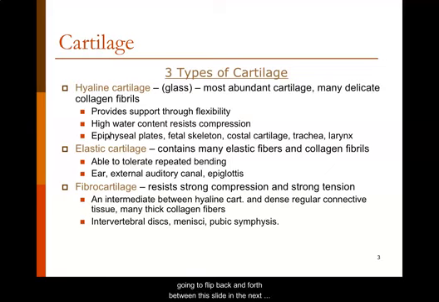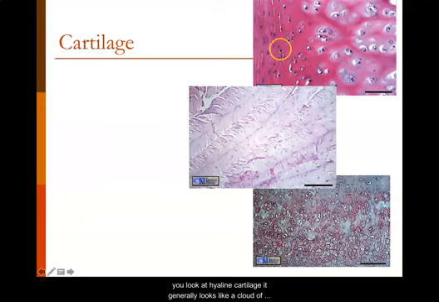I'm going to flip back and forth between this slide and the next. Hyaline cartilage gets its name because if you look at it with your naked eye, it kind of looks like glass. It has this translucent appearance. There's a ton of collagen in hyaline cartilage, but the collagen is very thin and it's very swirly. So it's described as thin collagen fibrils swirling around, and they are so thin that you can't actually see individual collagen fibers. Instead, when you look at hyaline cartilage, it generally looks like a cloud of collagen.